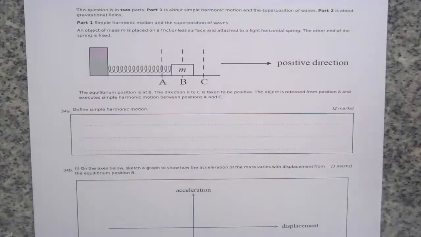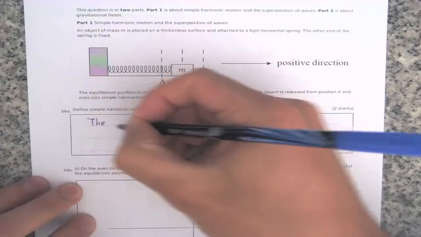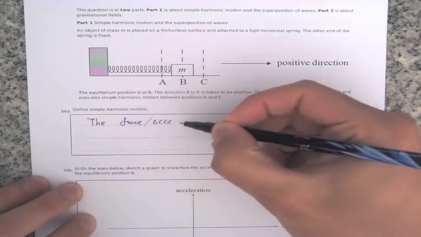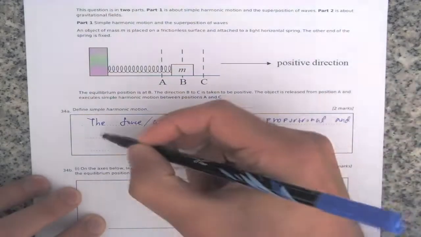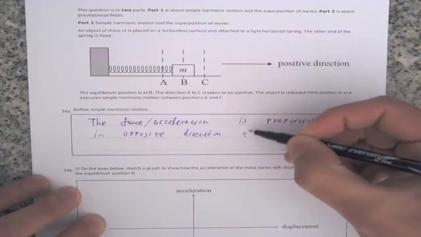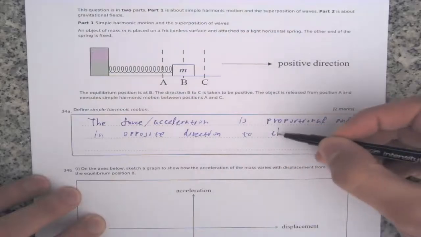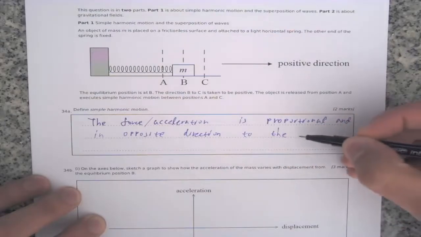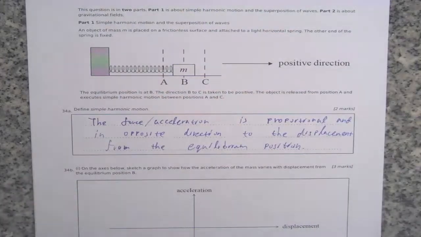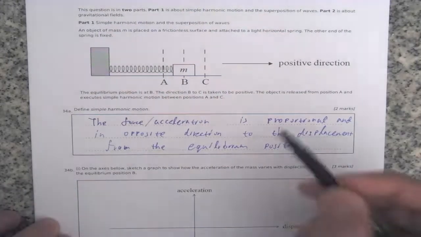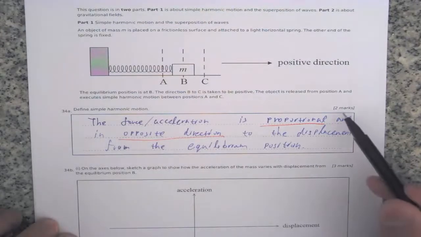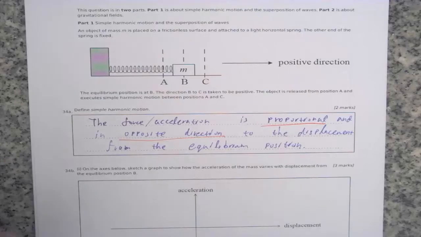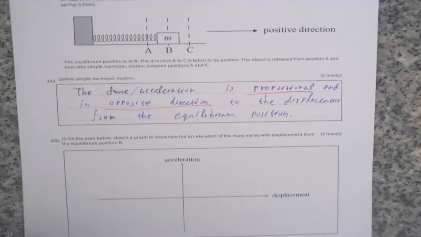You see 2 marks. So we have to say that the force or the acceleration, either term is fine, is proportional and in the opposite direction to the displacement from the equilibrium position or from the fixed point. So this phrase here will give you both marks. You have to state that it is proportional, and also you have to state the direction. That's why you have 2 marks here. And this is one of the definitions that you usually see, so be sure that you know how to express simple harmonic motion in the correct way.